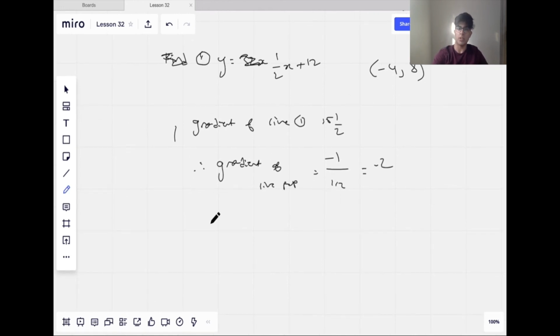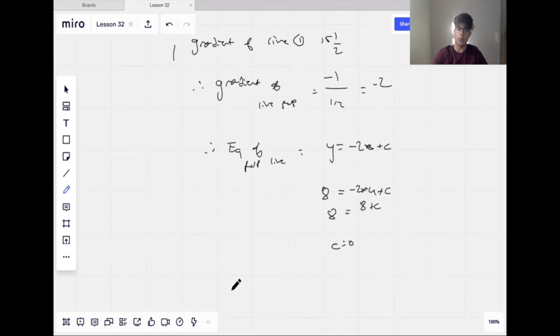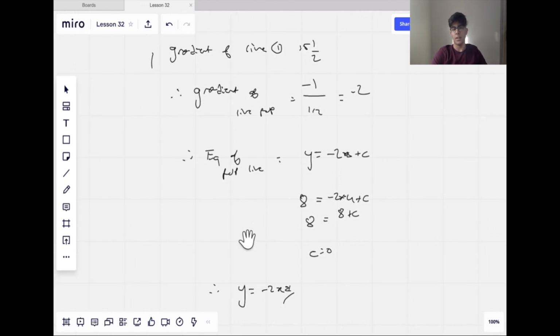And it passes through this point, therefore the equation of the perp line is y equals minus 2x plus c. And we know it passes through this point, so we go, 8 equals minus 2 times minus 4 plus c. 8 equals, minus 2 times minus 4, which is 8, plus c. So c equals 0. Therefore, the line is y equals minus 2x, and that's it. So that's another example of where you might be asked to find a line perpendicular but passing through a certain point. And this is the same logic as, I think, 2 lessons ago, where we talked about having the gradient of a line and knowing a point that it goes through.